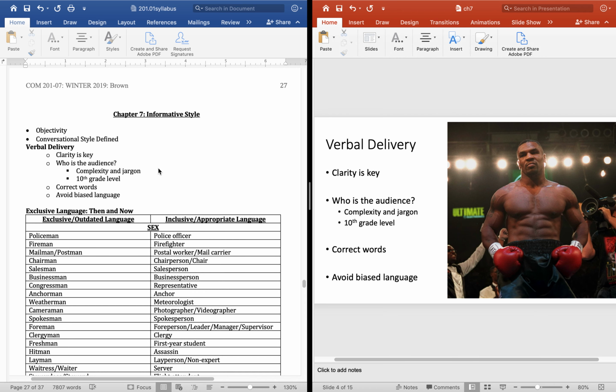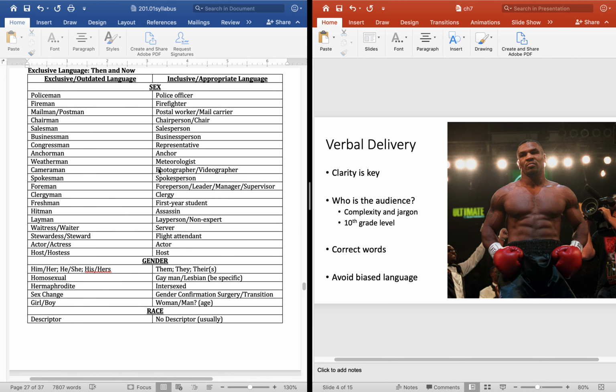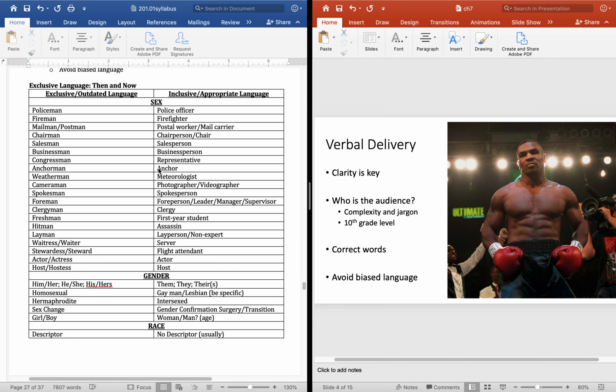All right. Last thing here, when you're thinking of verbal delivery, is to avoid biased language. Now, I've got a chart here for you, and this is not exhaustive by any means, but it is a start at thinking of exclusive or biased, outdated language, and then bringing that into more current times for inclusivity and to be non-biased. I've got these broken down into three large categories. You could do it in a number of ways. Again, this isn't the end all be all, but it's a step in that direction.